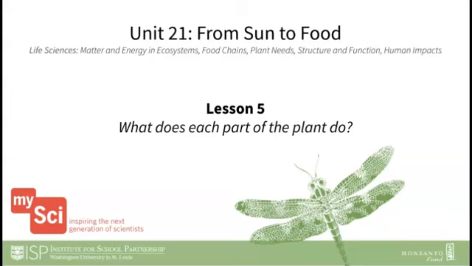Welcome to Lesson 5 in Unit 21, From Sun to Food. In the previous lessons, students grew beans and sprouted plants. Their experiments showed them that plants need air, light, and water to grow.